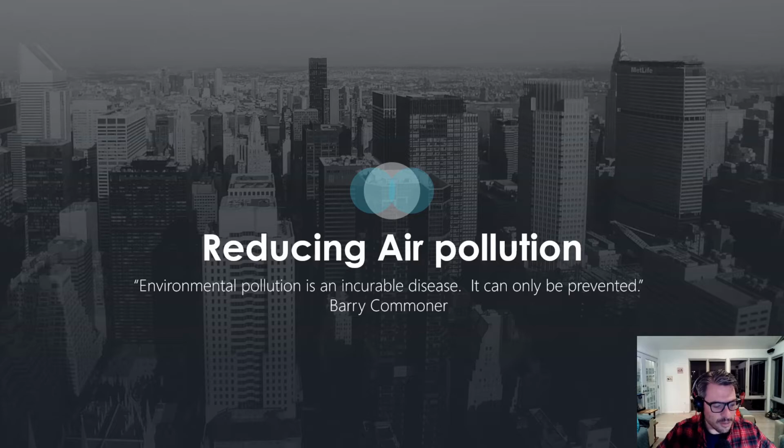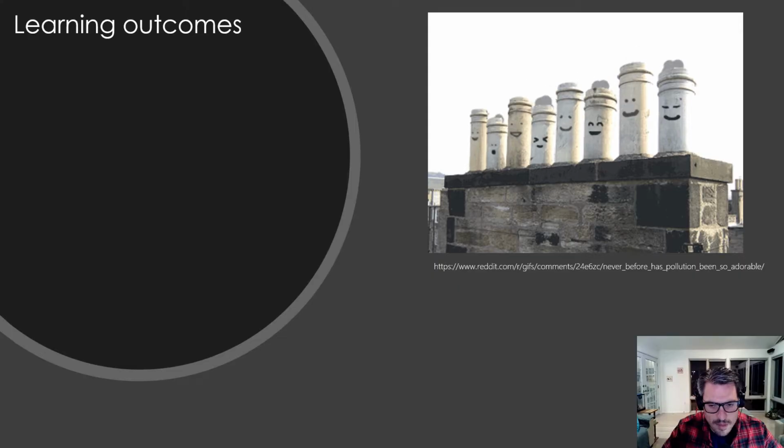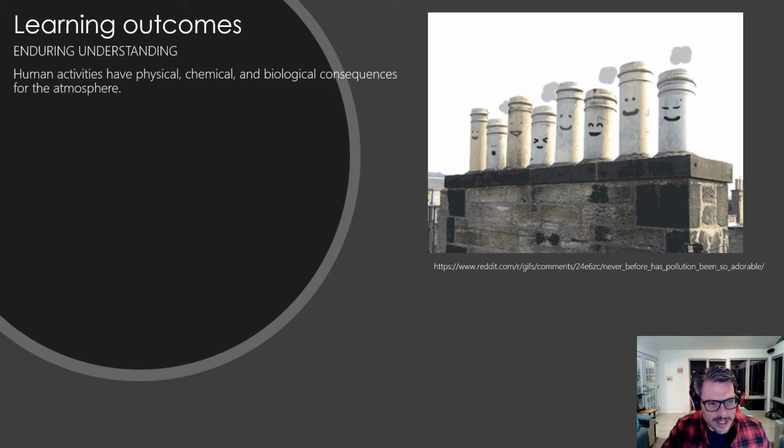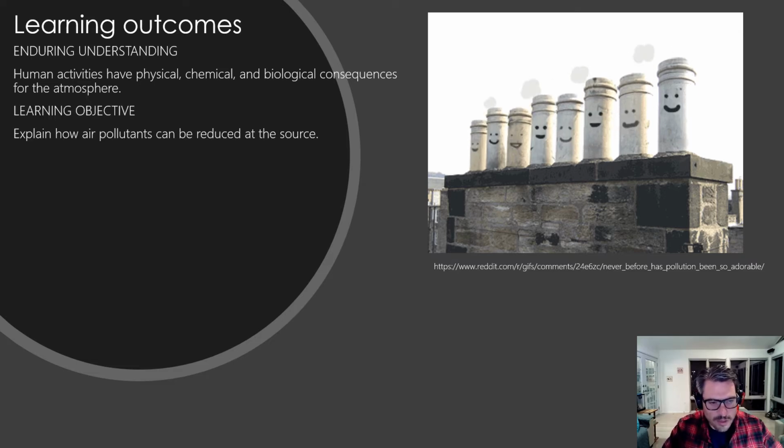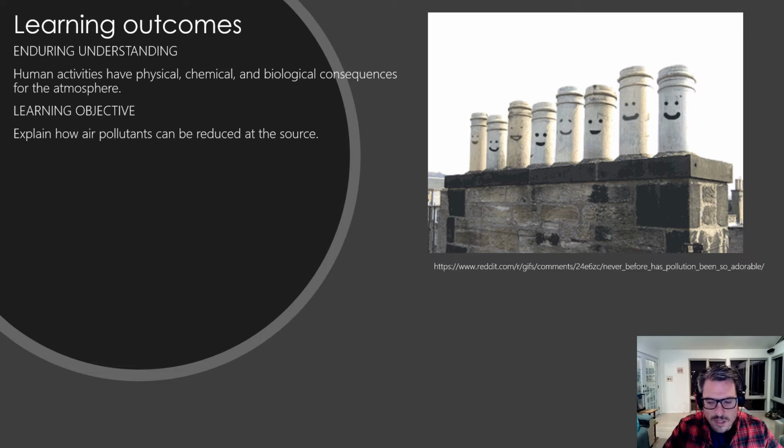The average adult breathes over 3,000 gallons of air every day, and it matters what is in the air that we breathe. Ahead, we'll be looking at the technologies and regulatory frameworks that have been used to reduce air pollution in the United States. The desired outcome of this discussion is to gain an understanding of how human activities have physical, chemical, and biological consequences for the atmosphere. The learning objective is to explain how air pollutants can be reduced at the source.